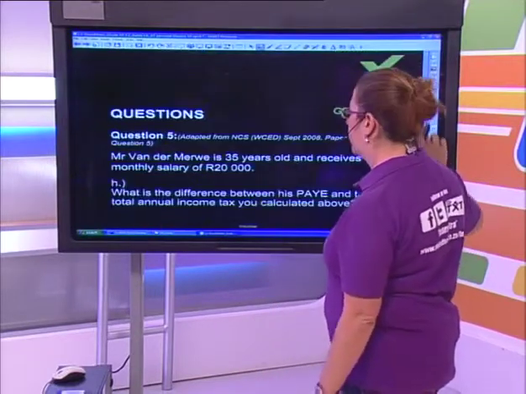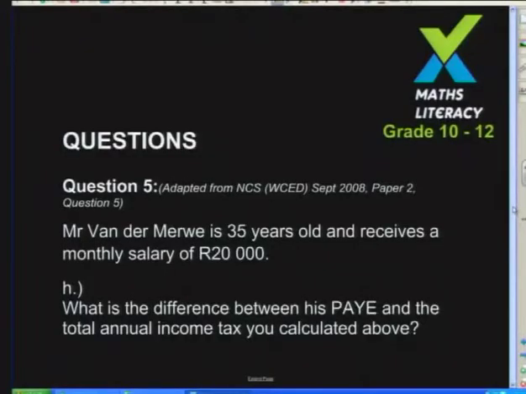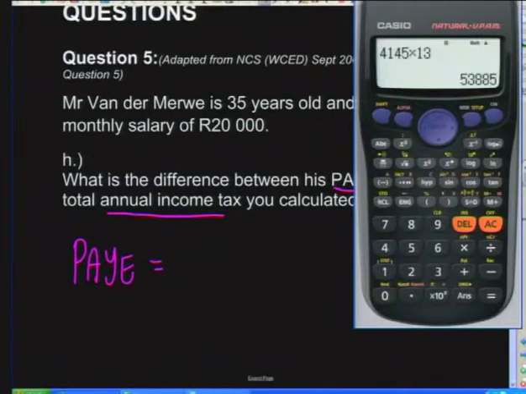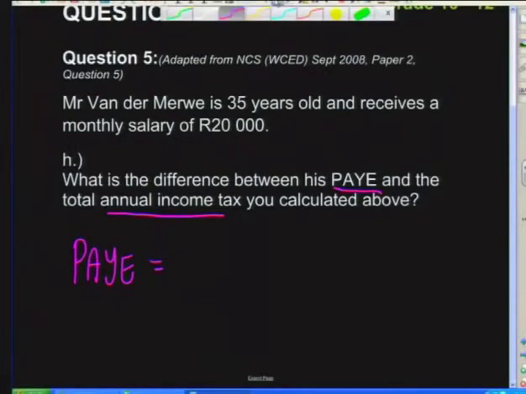Next part of our question says, what is the difference between the PAYE and the total annual income tax that you calculated in the questions above? So the PAYE was what we've just calculated. That was the 53,885.